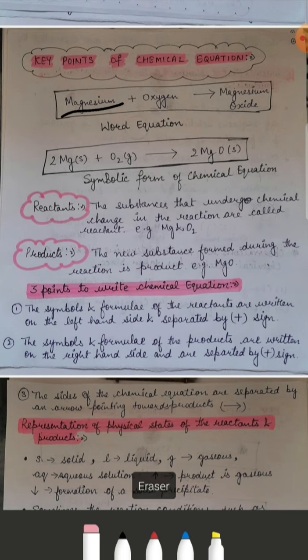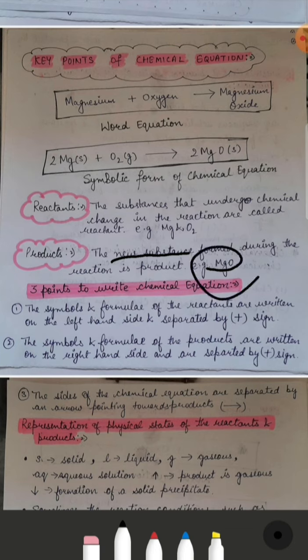In a similar manner, what are products then? The new substance, remember, the new substance which we are forming, that is your product, that is MgO, right? This is your product. So reactants are those which are going to change in a chemical reaction, and products are those which are formed after that change.